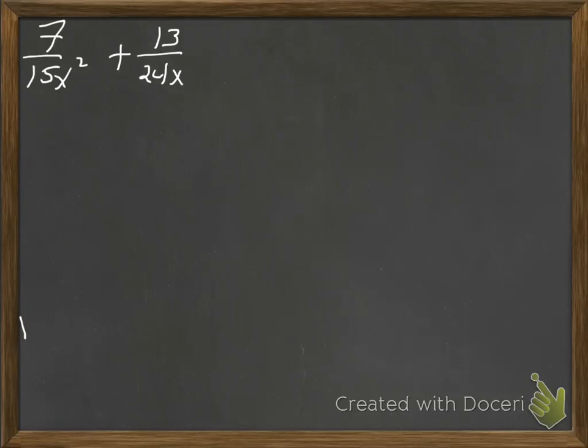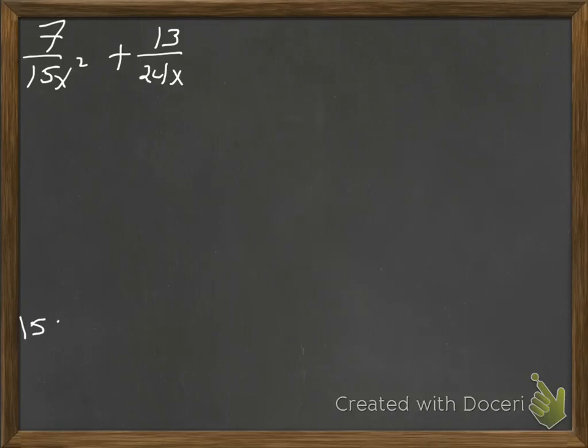Okay, in this video we're going to look at about 4 examples of adding and subtracting rational expressions where you have uncommon denominators. This one's a little bit trickier because we have to find the common denominator, which is the least common denominator, or the same thing as the LCM, least common multiple. So in this one I have denominators of 15x squared and 24x, and they're not the same.